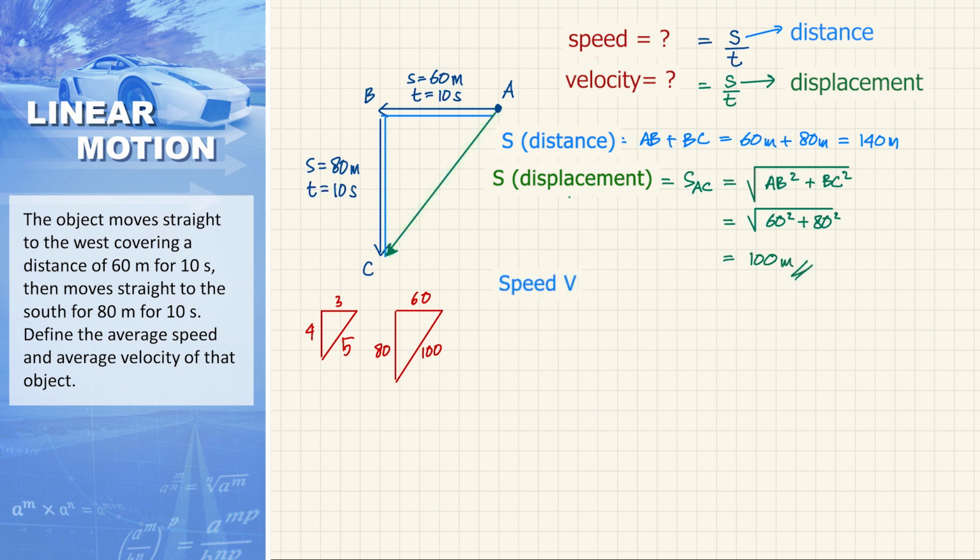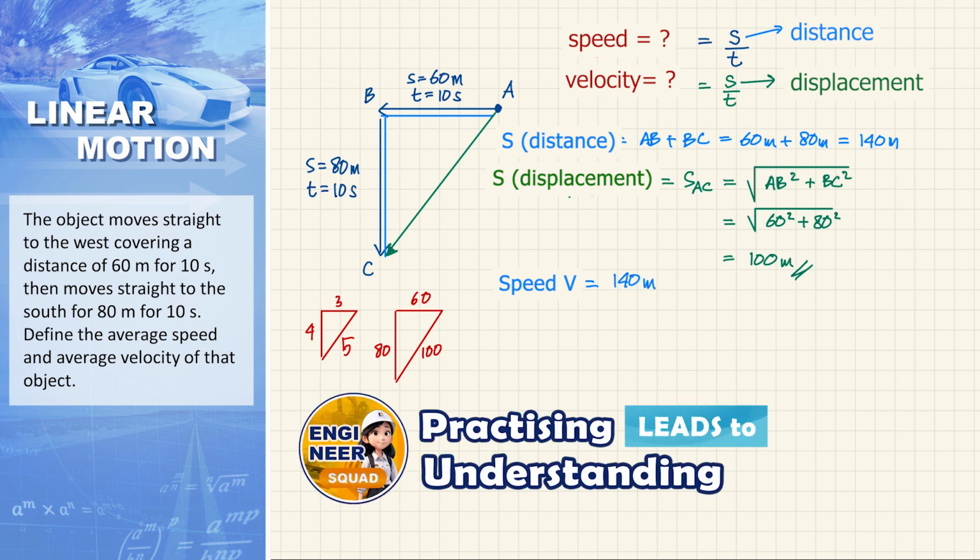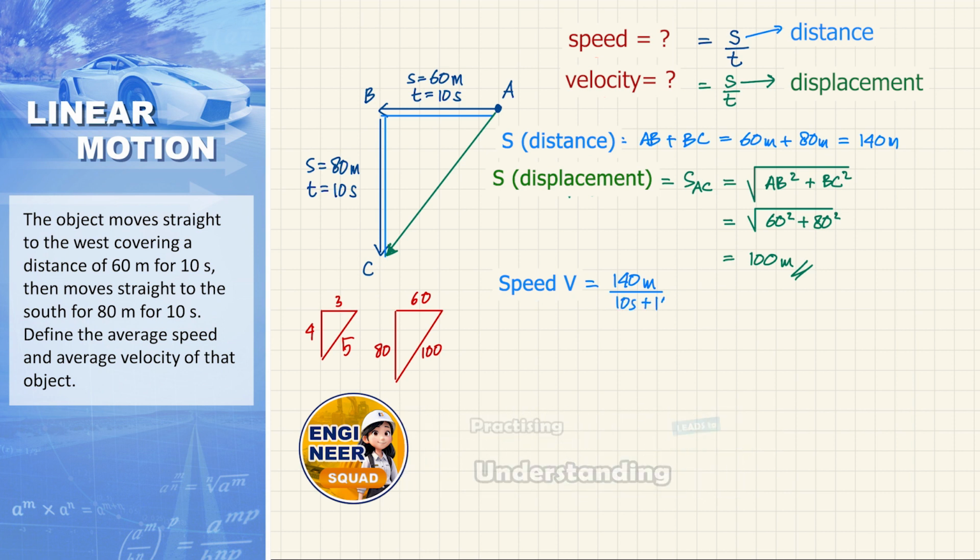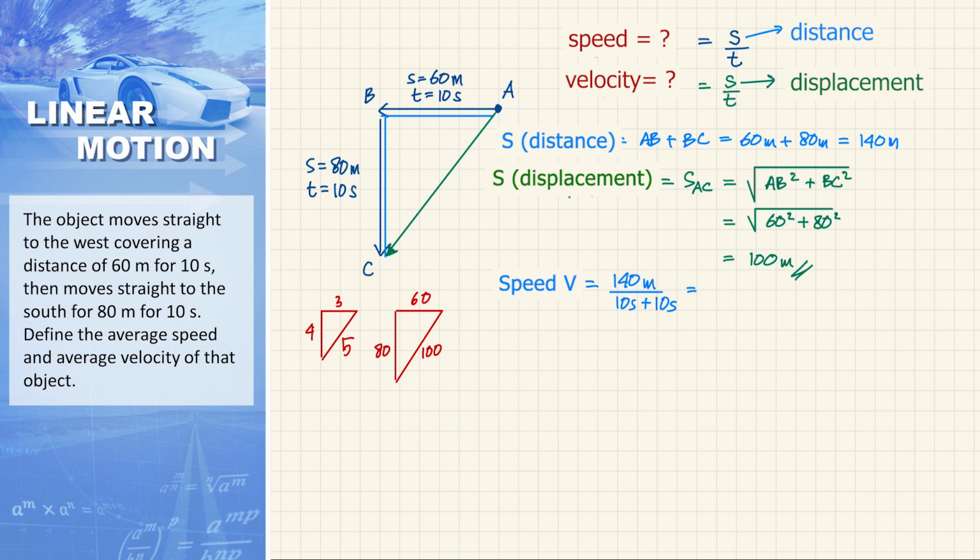Then, we can calculate the average speed equals 140 meters divided by the time, which is 10 seconds plus 10 seconds, or 140 meters divided by 20 seconds, resulting in 7 meters per second.